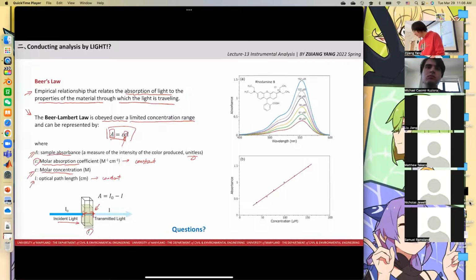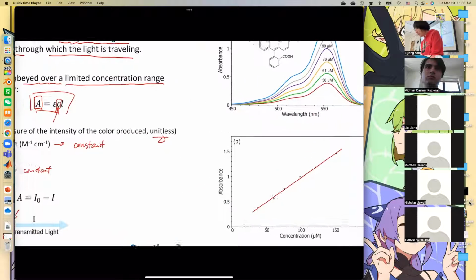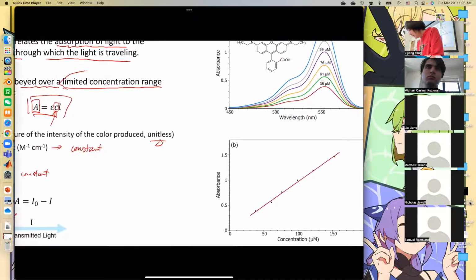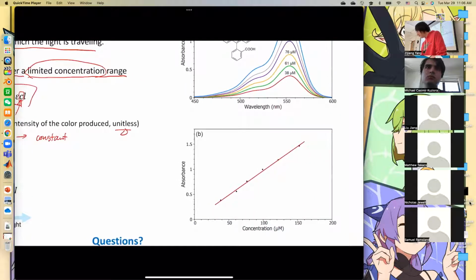And on the right side, here shows an example. We have the concentration here, and this is the absorbance. And we can see they have a linear relation. But we also need to be careful that this should be only for a limited concentration range. In other words, if the concentration becomes very large, then it will be something like this.